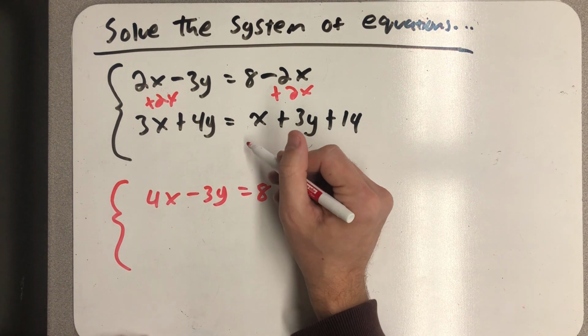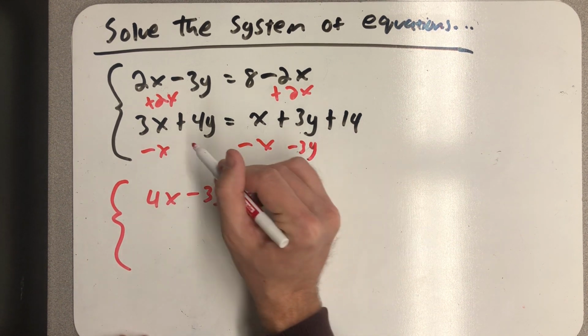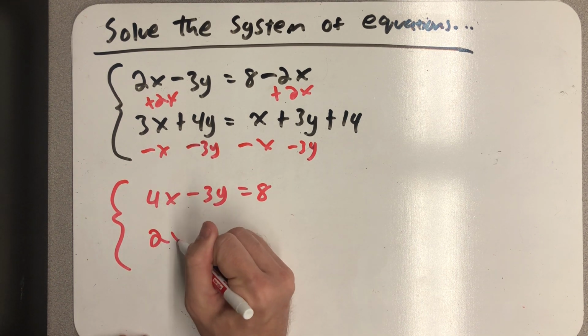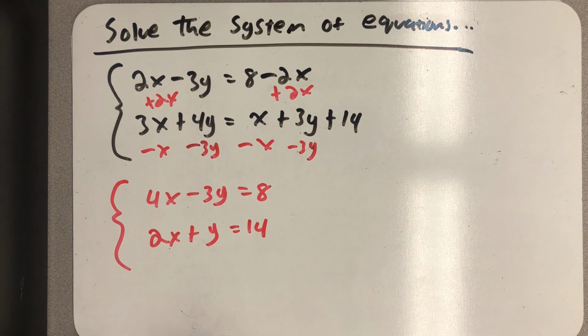In this next equation, I'm going to need to take x away from both sides and 3y away from both sides, revealing this equation to really be 2x plus y equals 14. And this is the system I want to solve.